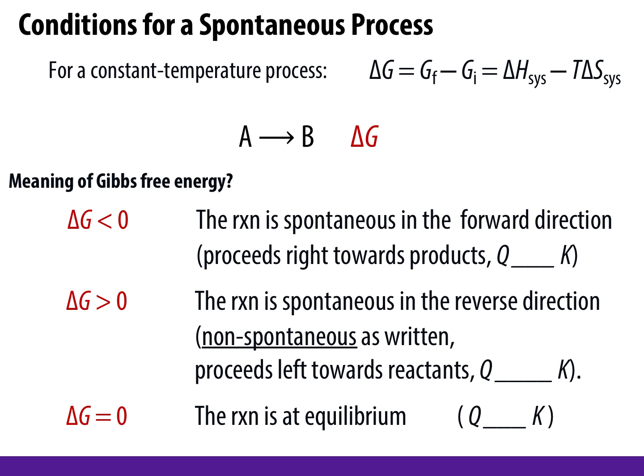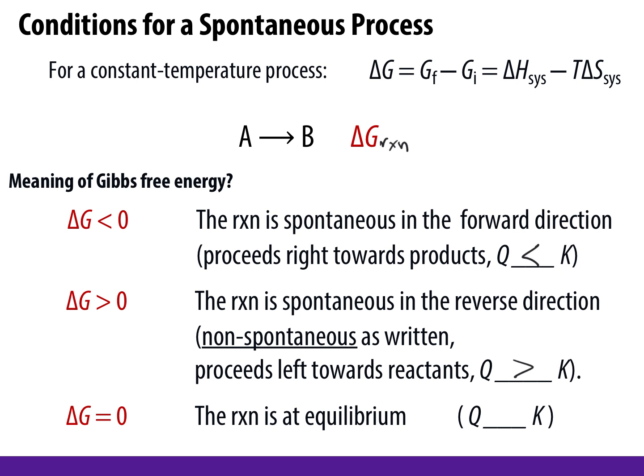For a process like A goes to B, we can calculate delta G. Really, if it's a reaction, we're actually going to be calling this delta G of reaction, in the same way we had delta H of reaction and delta S of reaction. If delta G is less than 0, the reaction is spontaneous in the forward direction, proceeds right towards products. Remember, that's the case where Q is less than K from earlier in the semester. If delta G is positive or greater than 0, it's non-spontaneous or spontaneous in the reverse direction. That's the case where Q is greater than K. The reaction proceeds in the reverse direction.